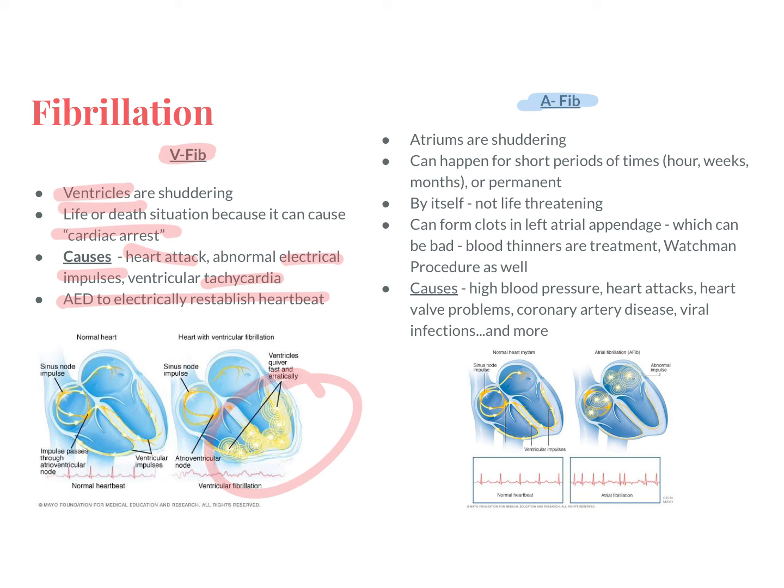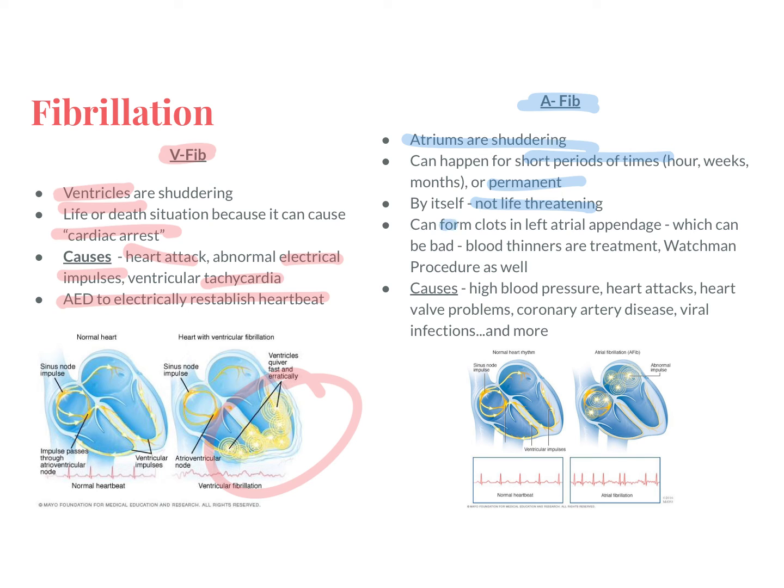Okay, there's also AFib. AFib is when the atria are shuddering. This can happen for short periods of time. So somebody can have a brief period of AFib, or somebody can actually have AFib all the time. By itself, AFib is not life-threatening like VFib is.